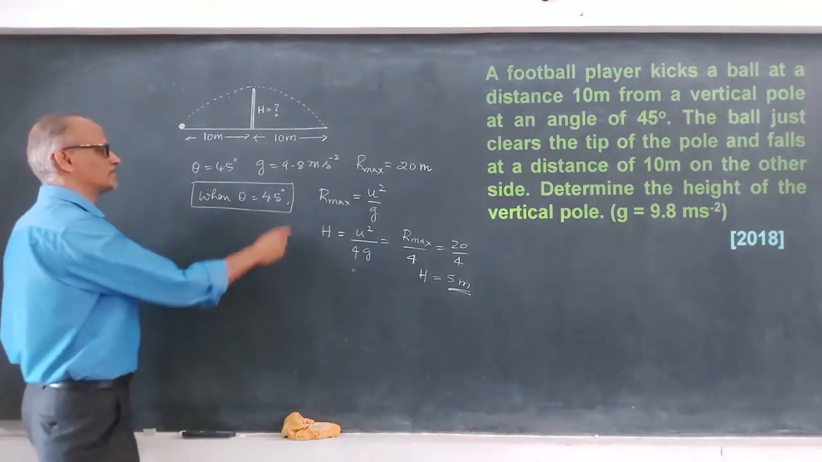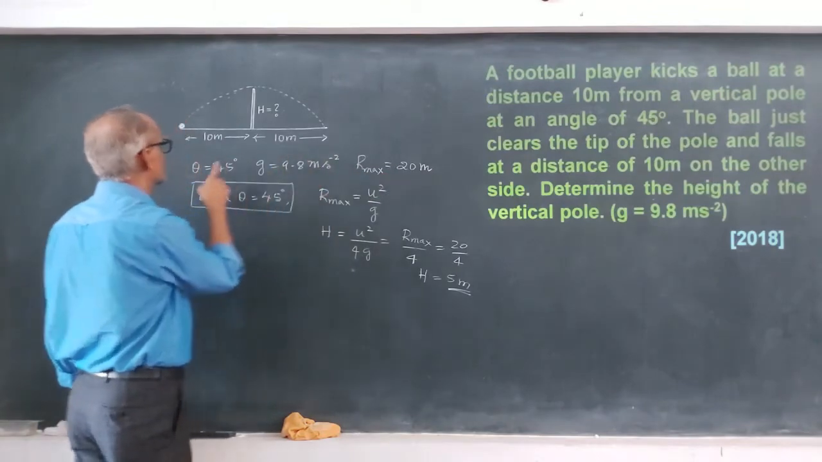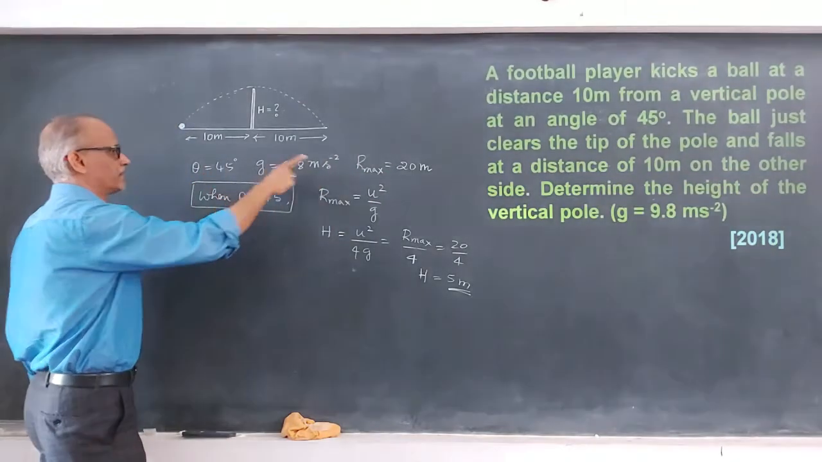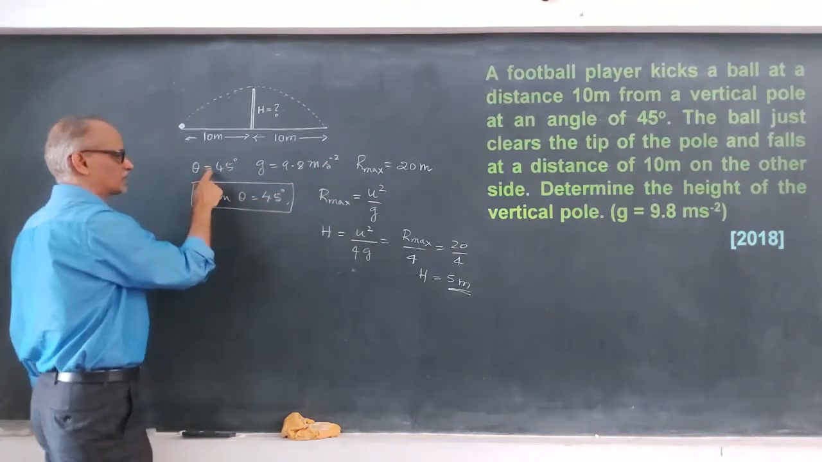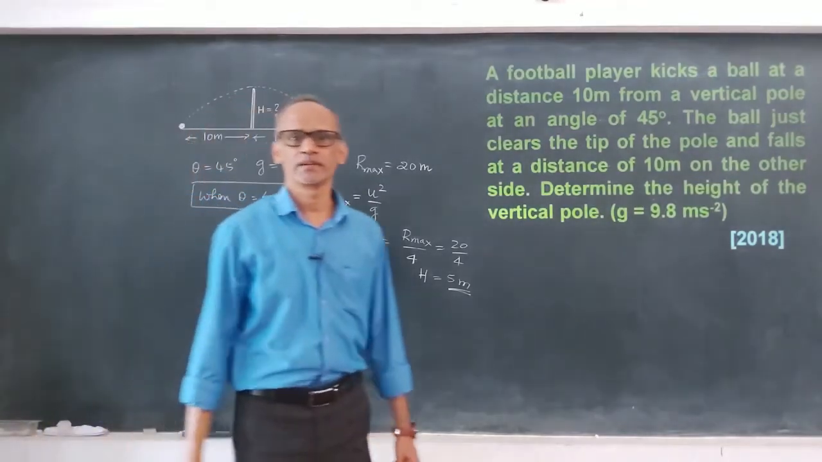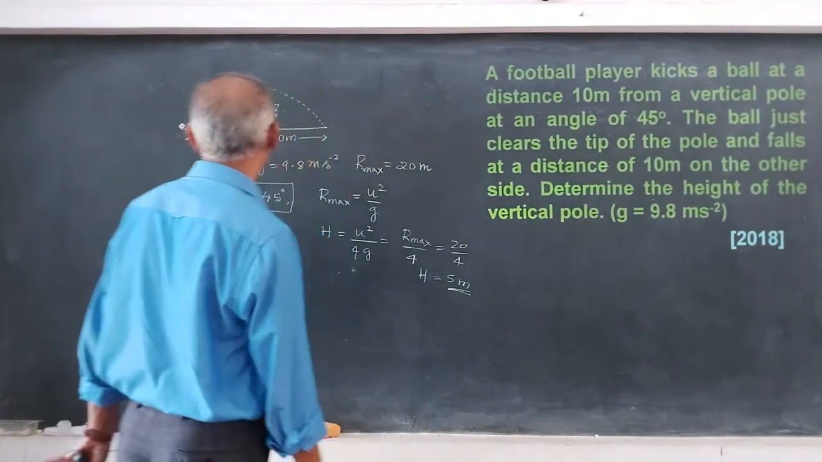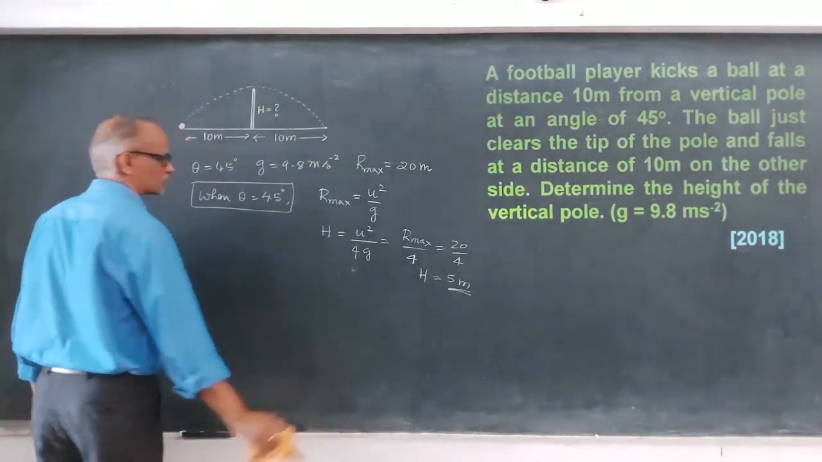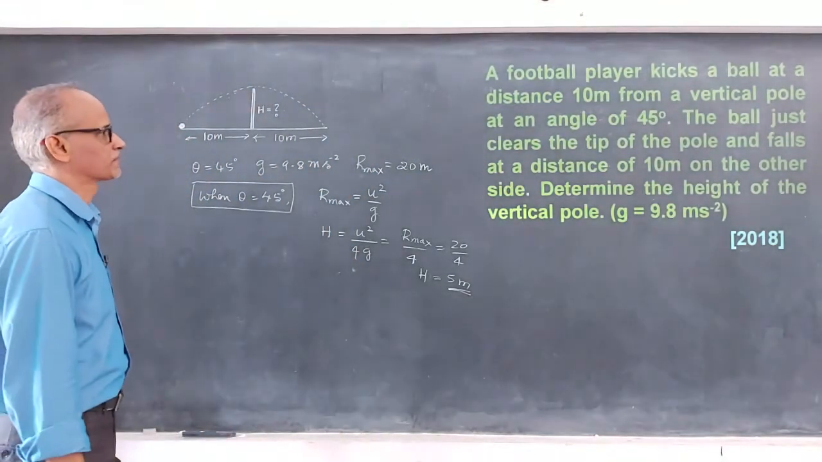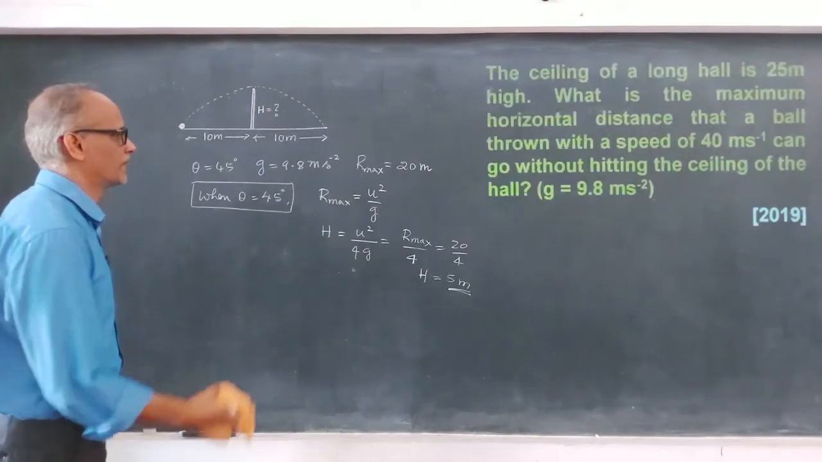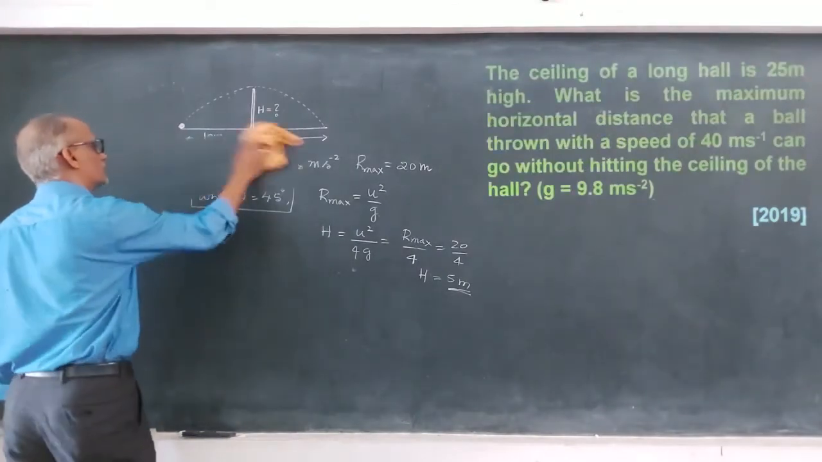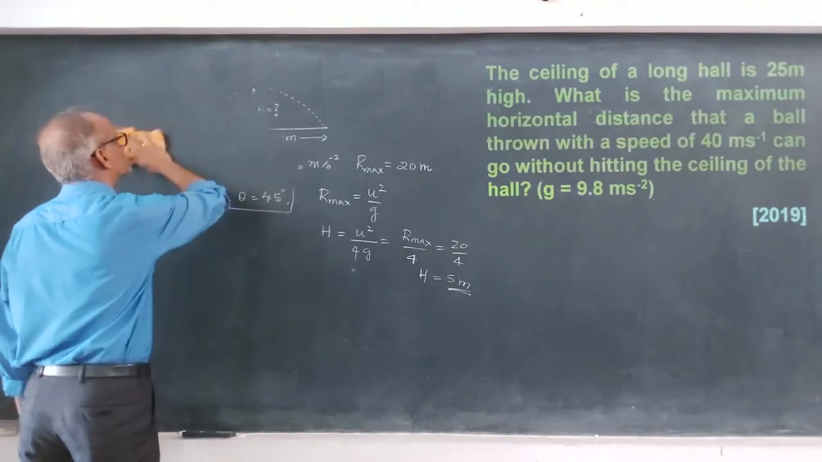So how could we assume that this is the maximum range? Because based on the angle, we know that the range is maximum when the angle of projection is how much? 45 degree. Okay, so very easy numerical based on the last point which I had explained. Clear? Okay, so let's try the next numerical now.